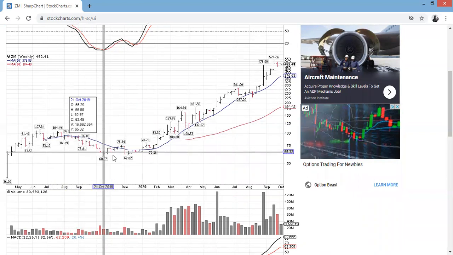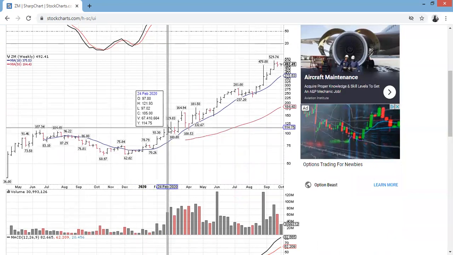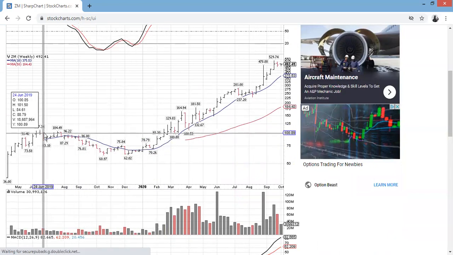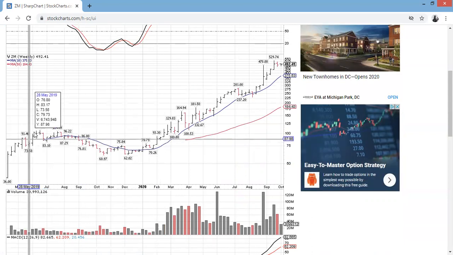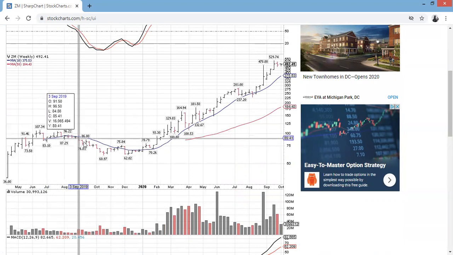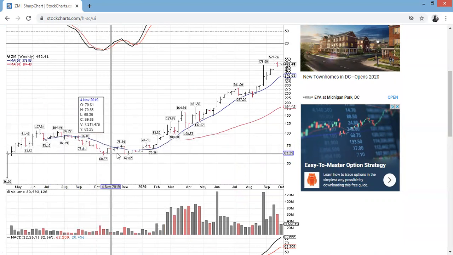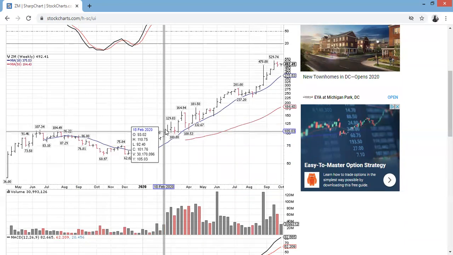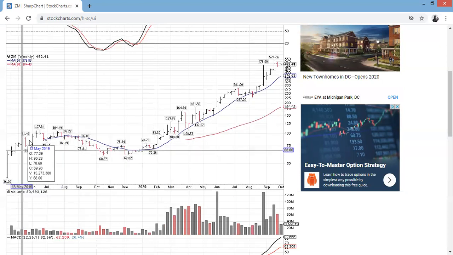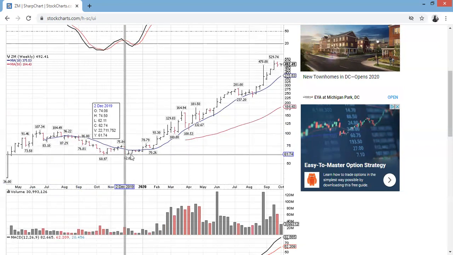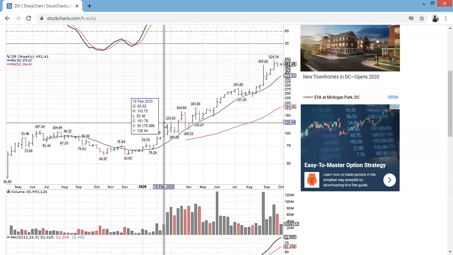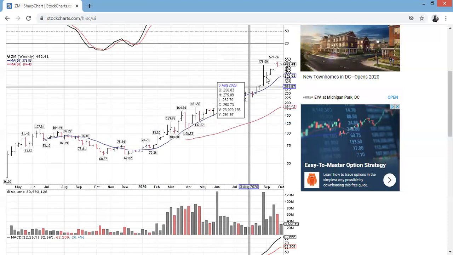This is an example of a cup-shaped form in your chart. And the basis of this formation is to let the stock run up, start its way down, go sideways, and then move back up again. This is basically what we call in charting support and resistance. The stock goes up, hits a resistance point, comes back down, and then comes back up to the resistance point and then blows past it.